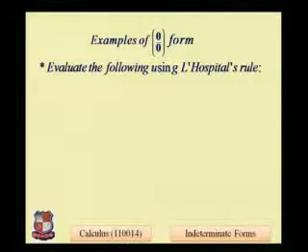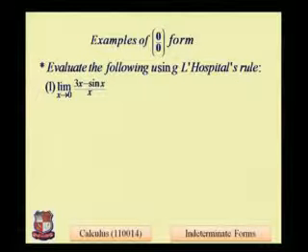example of the form 0 by 0. The first example, evaluate the following using L'Hospital rule. Limit x tends to 0, 3x minus sin x upon x. So here two functions are given. At x tends to 0 we have to evaluate. The function is 3x minus sin x upon x.